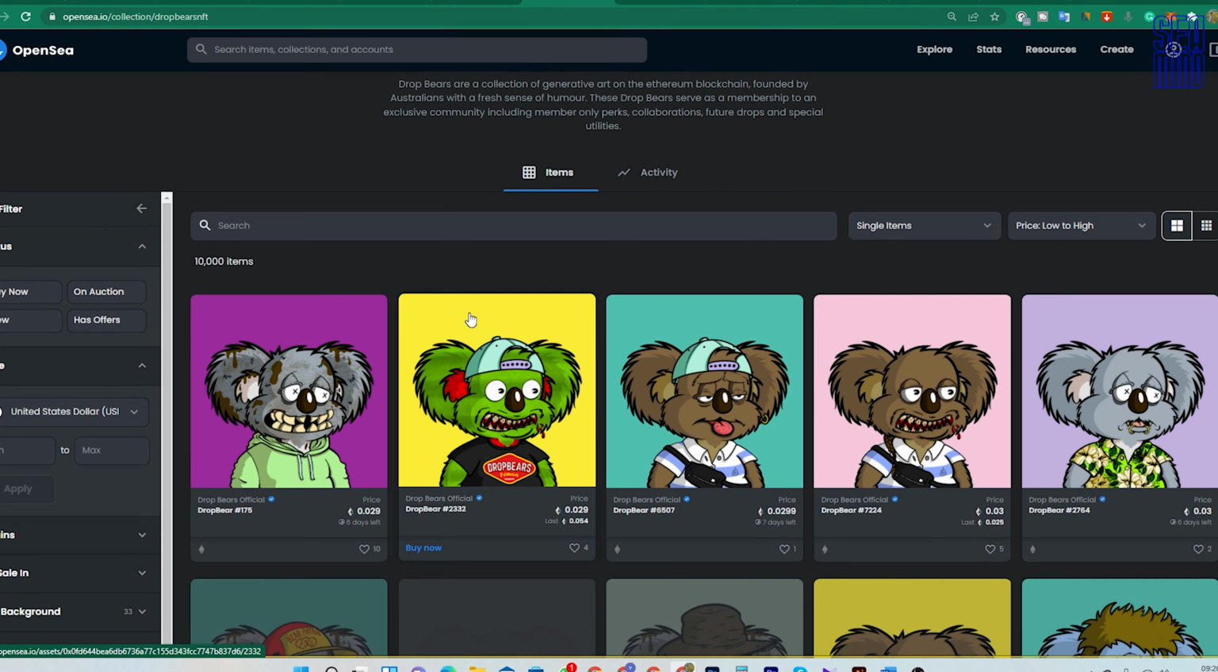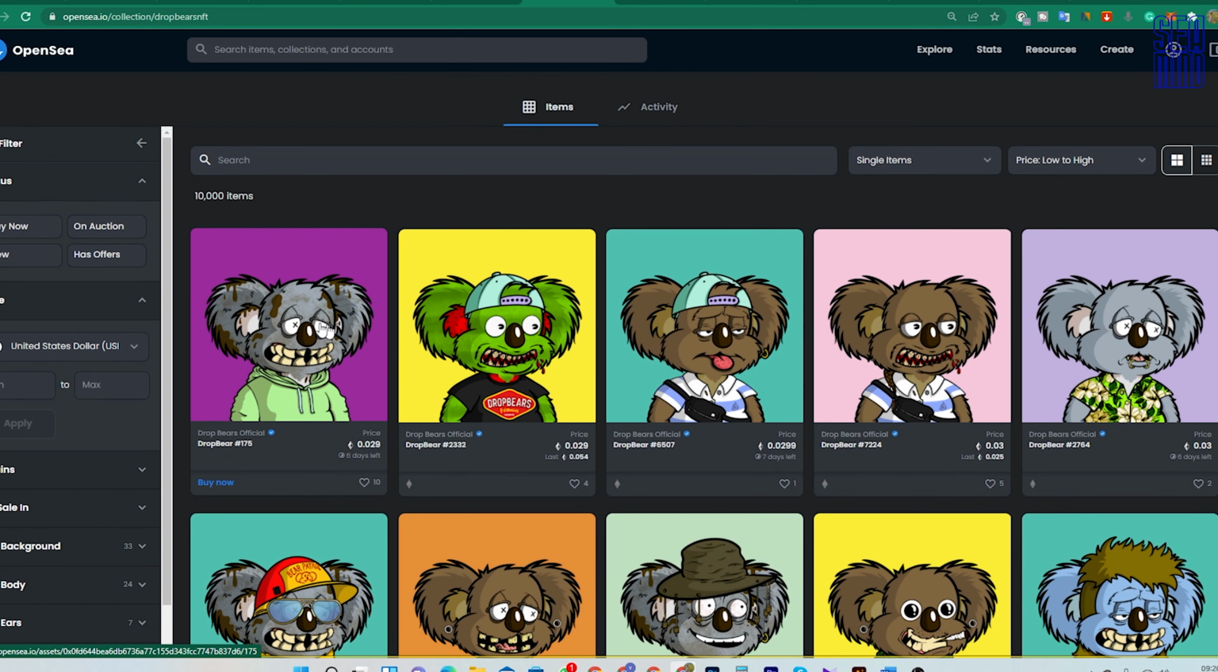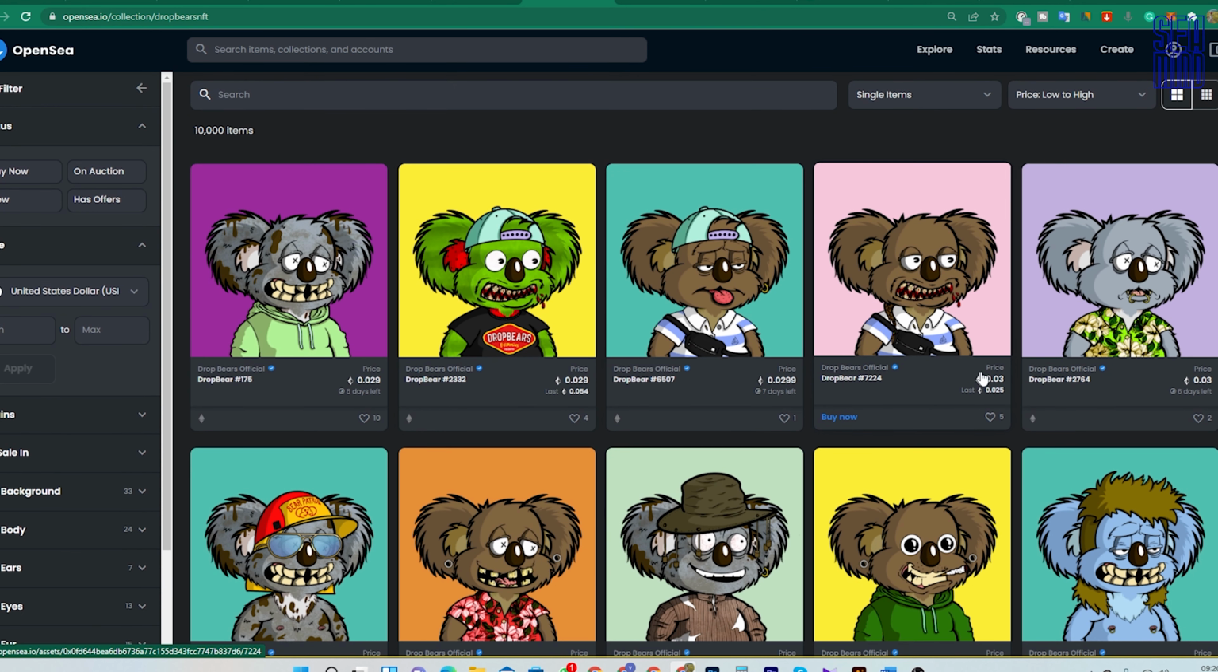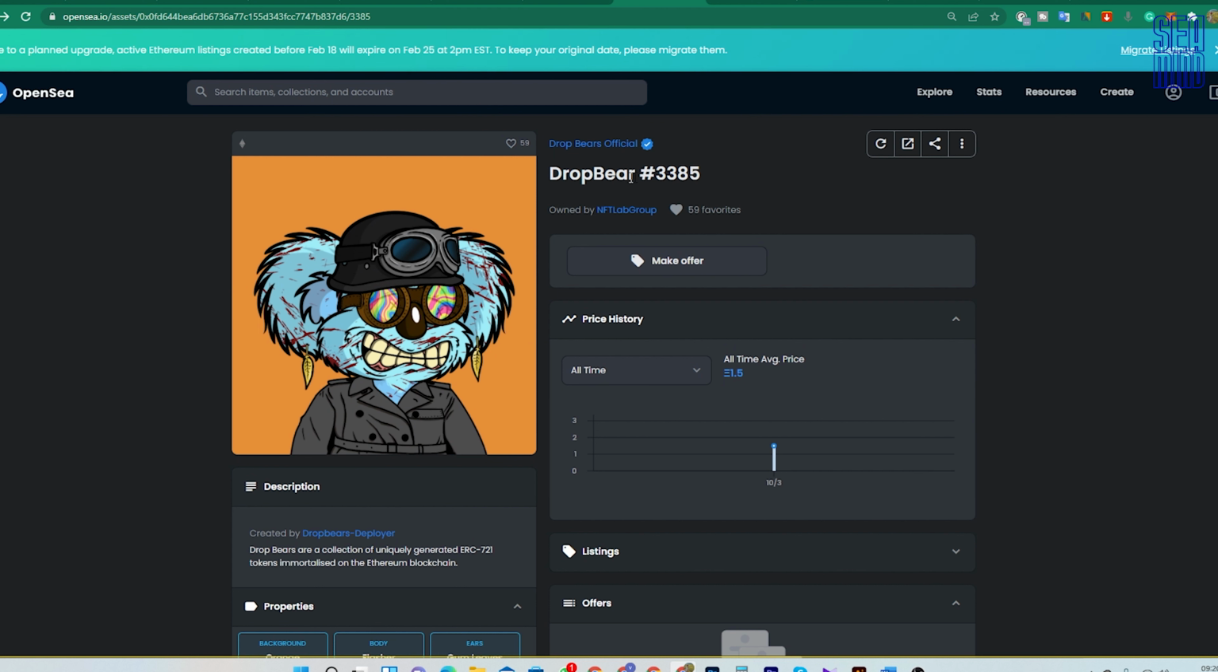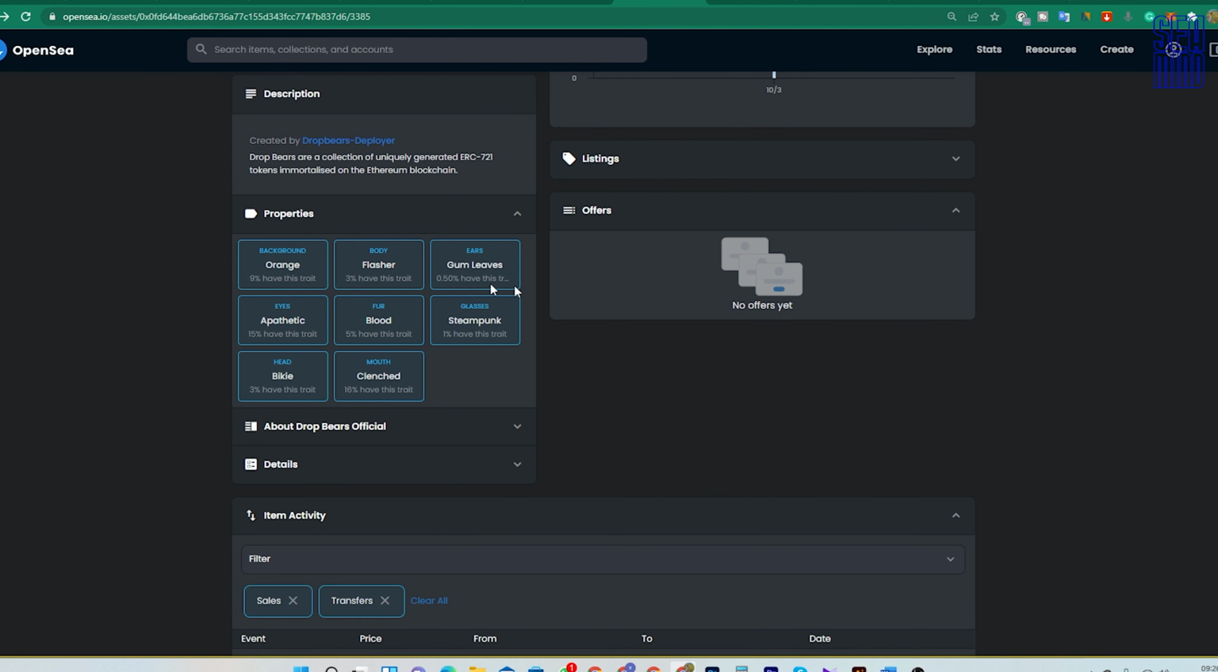These are koala bears, right? They're all randomly generated. Each one is different. And they're all worth different amounts of money or Ethereum. Now, how can they be worth something? Well, if we look at this one here, this is one of the rarest ones. It goes off what we call properties or traits.